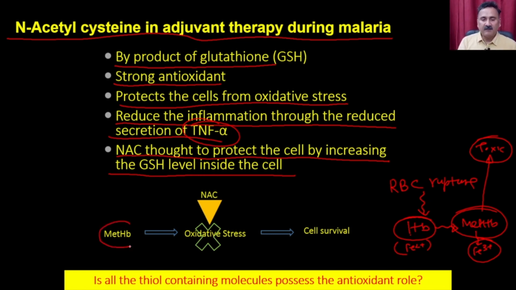So methemoglobin can cause oxidative stress in the cell, and that's how it is going to kill the cells, right? So since NAC is an antioxidant molecule, we thought that it may be blocking the methemoglobin molecule, and that's how it may be reducing the oxidative stress, and that's how it will probably promote cell survival. So exploring this particular hypothesis, we discovered that NAC is a suicidal inhibitor for methemoglobin.